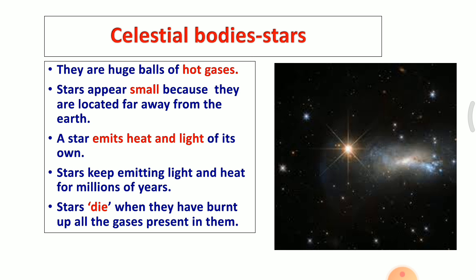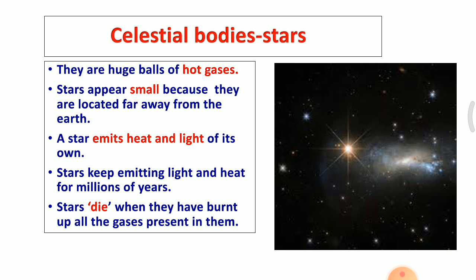Next we are going to see celestial bodies. In celestial bodies, first we are going to see what is meant by a star. You know that when you look at the sky, a huge number of stars are present. They are huge balls of hot gases. Just as the sun is made up of gases, stars are also made up of hot gases.